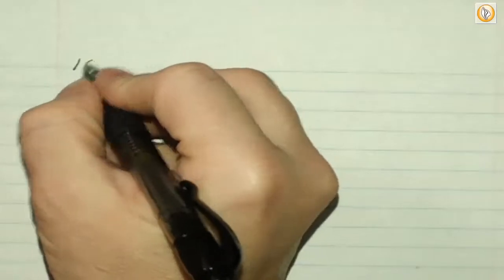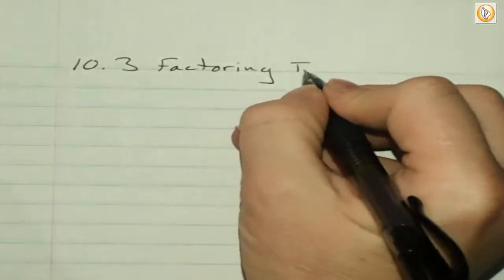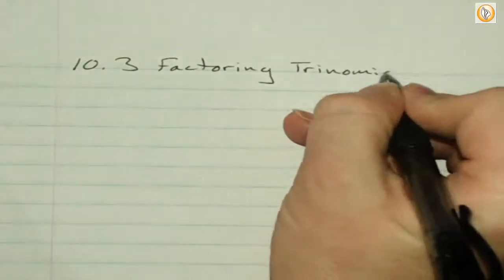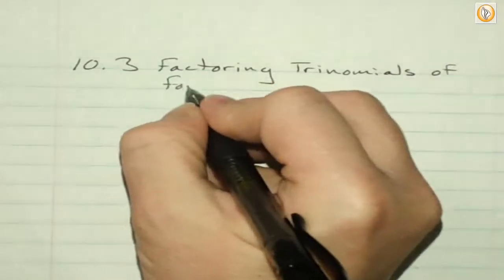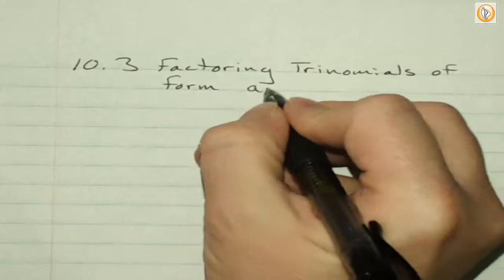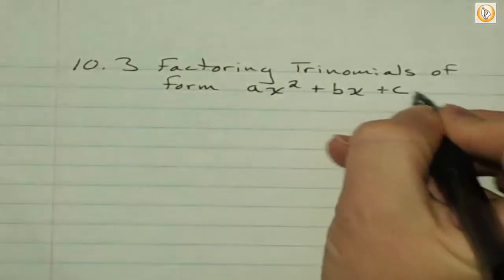Okay. So we're at 10.3. Factoring trinomials of the form ax squared plus bx plus c.